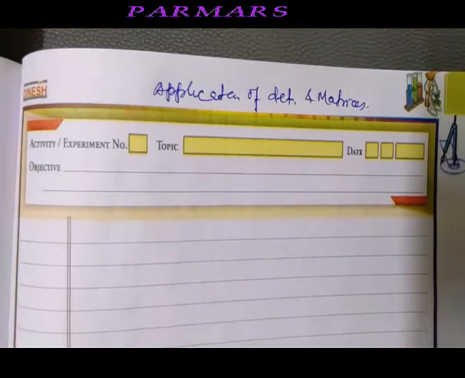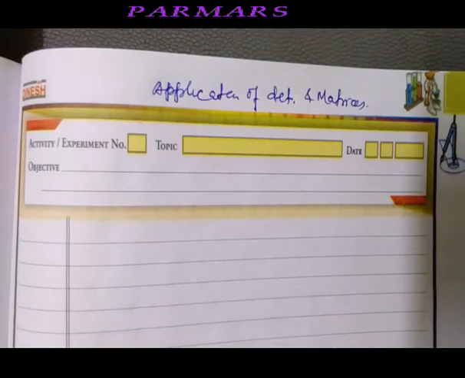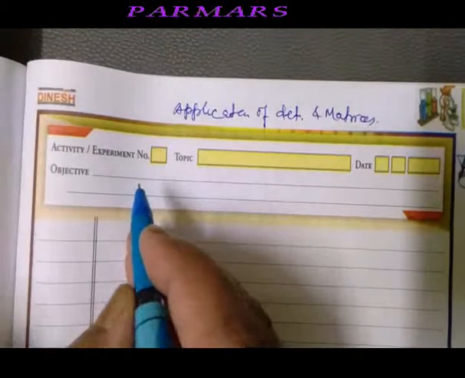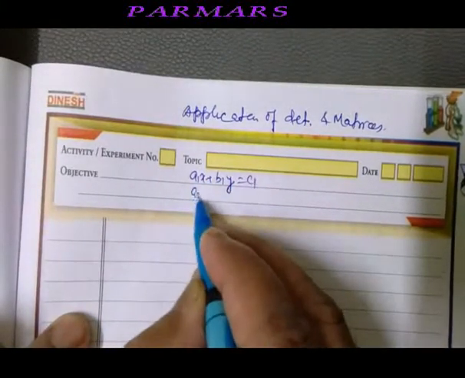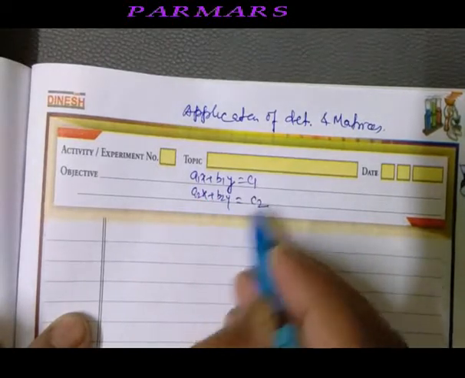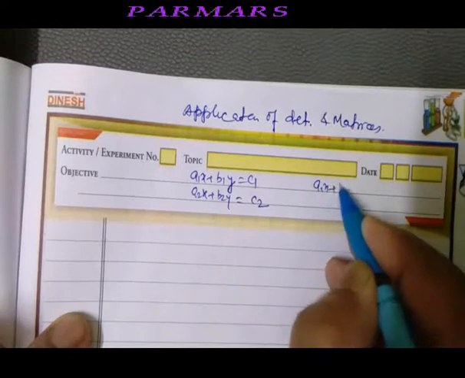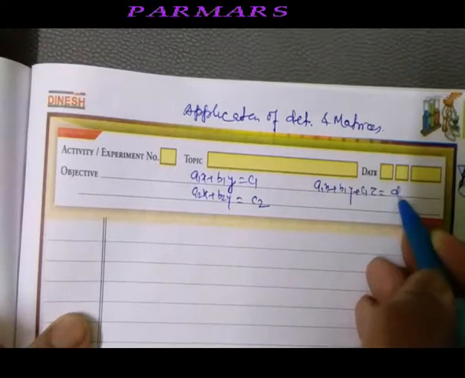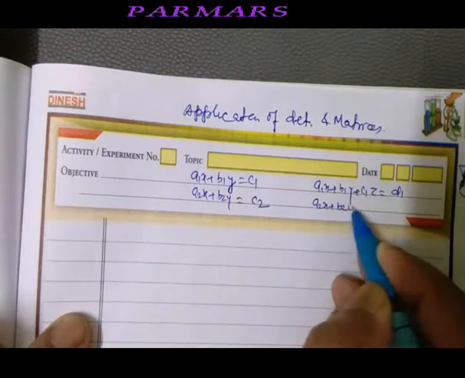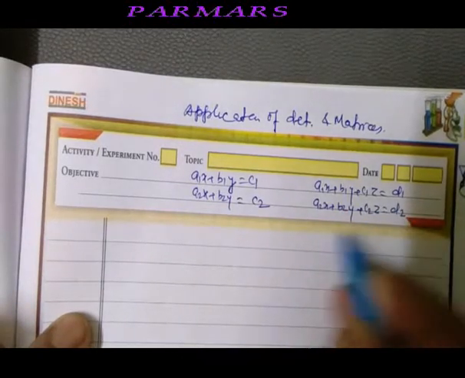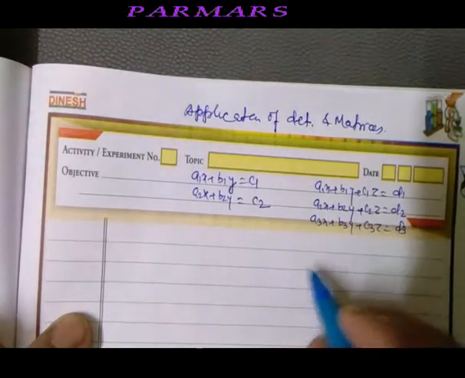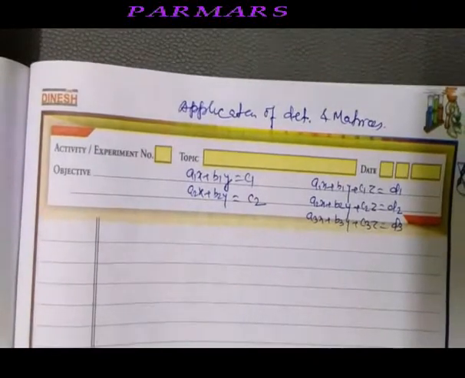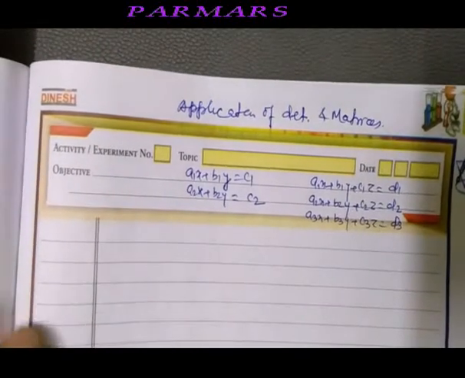In this section we shall discuss how to solve a given system of linear equations either in two variables or in three variables. a1x plus b1y equal to c1, a2x plus b2y equal to c2, or you can say a1x plus b1y plus c1z equal to d1, a2x plus b2y plus c2z equal to d2, a3x plus b3y plus c3z equal to d3. So we are here either for two variables or for three.